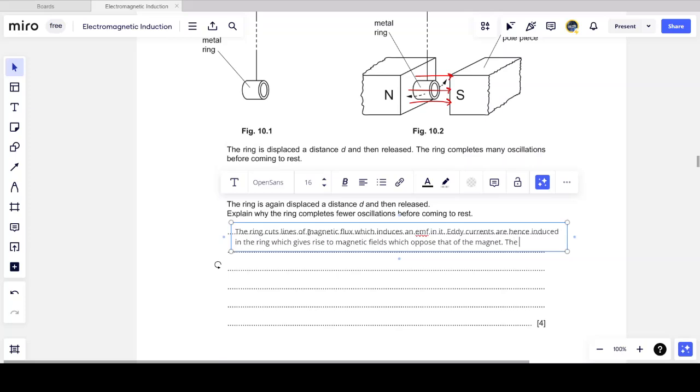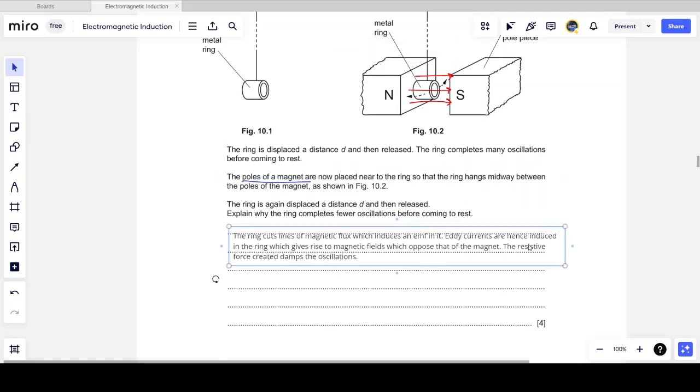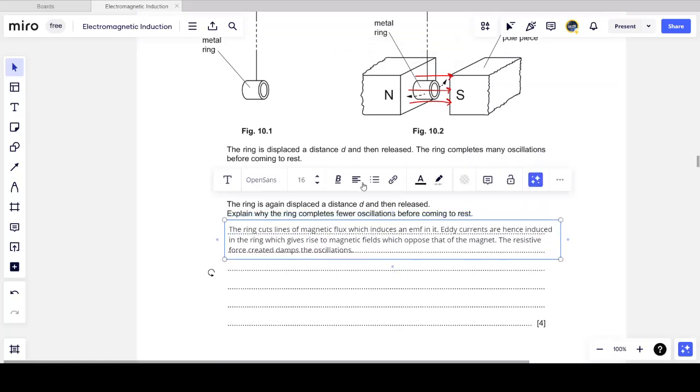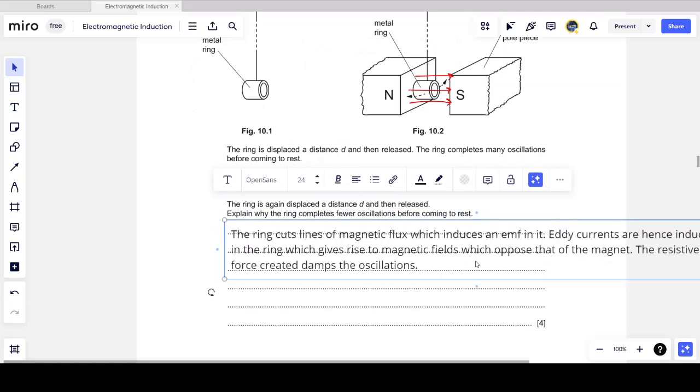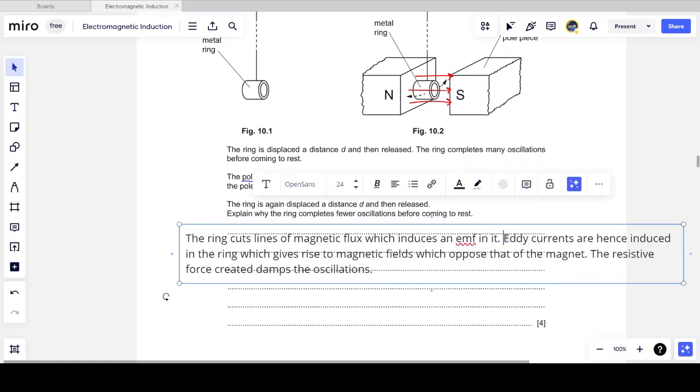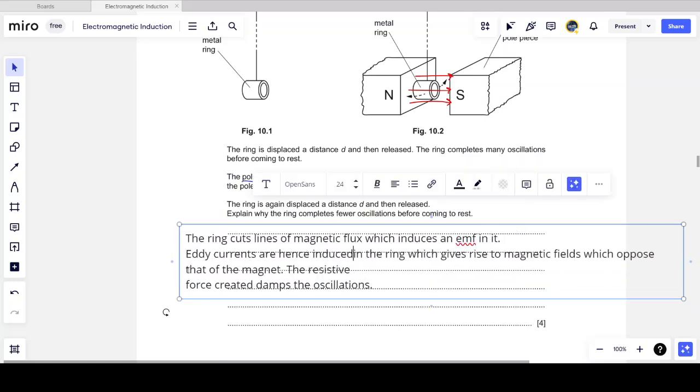And so what we get is a resistive force again, which is created, and this resistive force will again remove energy from the oscillation, or we can say damps the oscillations, which means the same thing. Energy is removed from the oscillations. So again, quite a long answer. And again, it looks shorter because, well, I've written it in a different size. Just maybe write it slightly bigger.